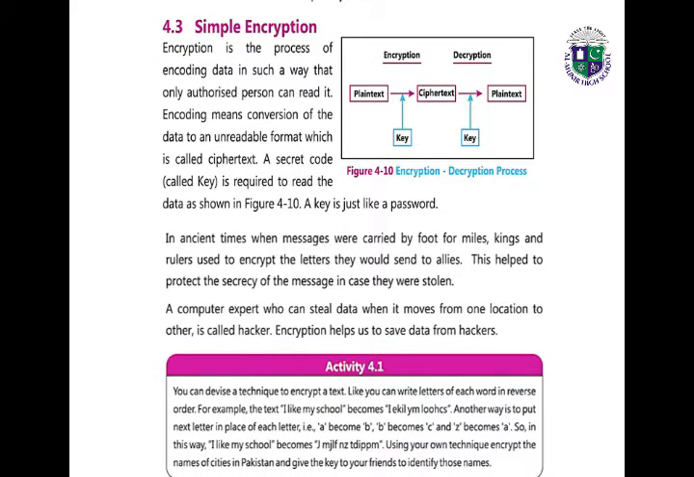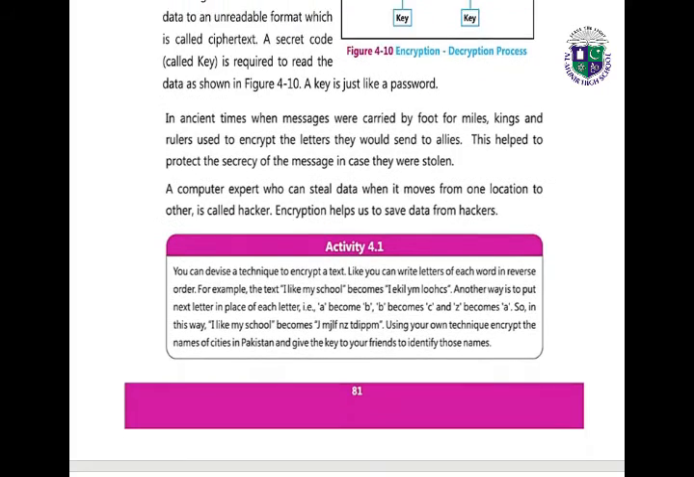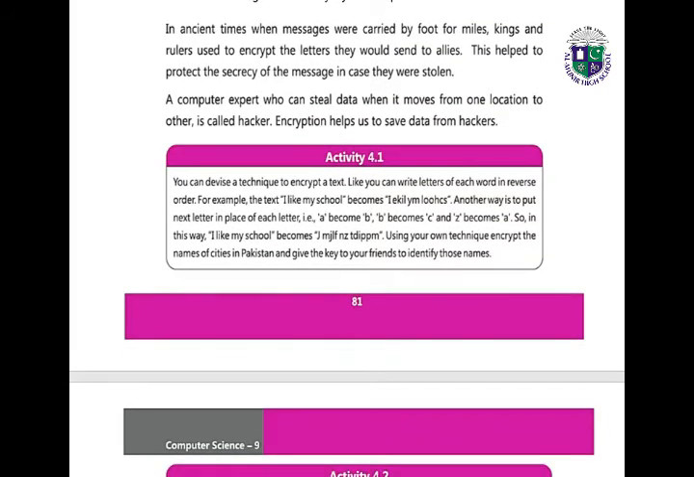Simple encryption. Here we have the definition. Encryption is the process of encoding data in such a way that only an authorized person can read it. Encoding means conversion of the data to an unreadable format, which is called cipher text. A secret code called a key is required to read the data. A key is just like a password. So it is all about simple encryption.